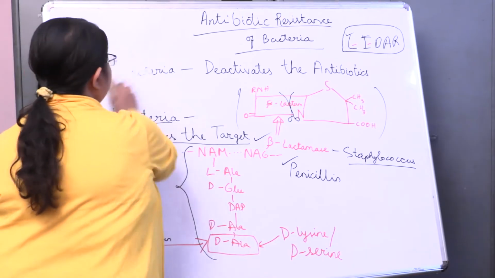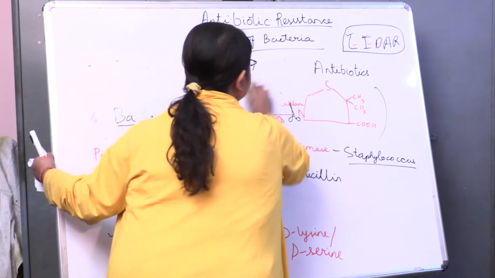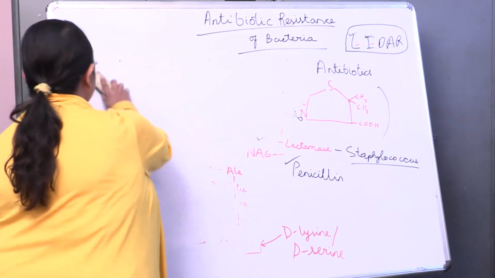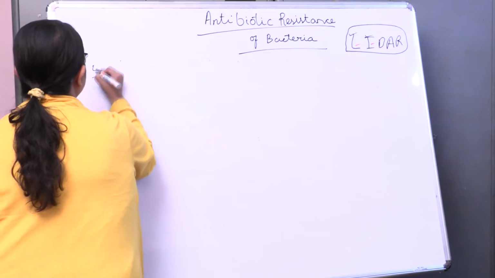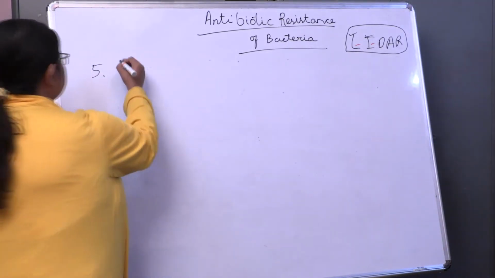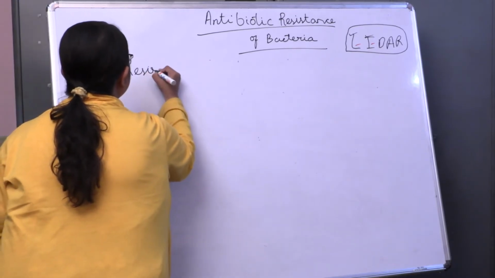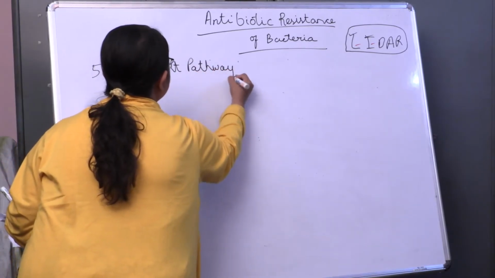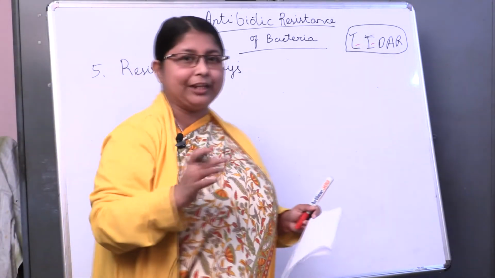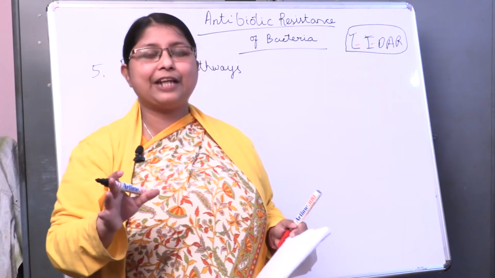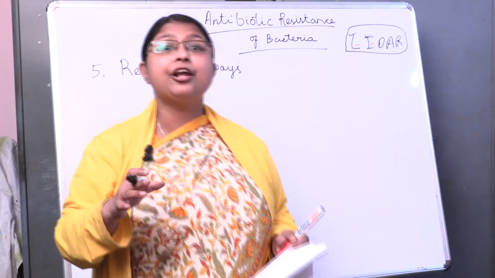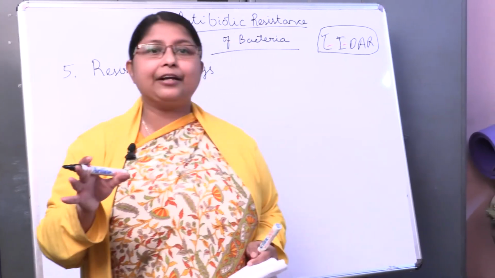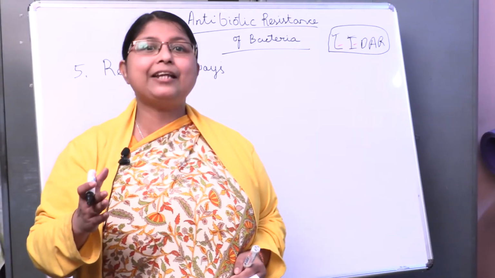Now we have covered L, I, D, deactivation, A, alter the target. Now we are left with resistant pathways. This is the fifth point. Here in resistant pathways, suppose you take sulfur drug resistant bacteria like staphylococci. Folic acid synthesis is blocked by sulfur drugs.